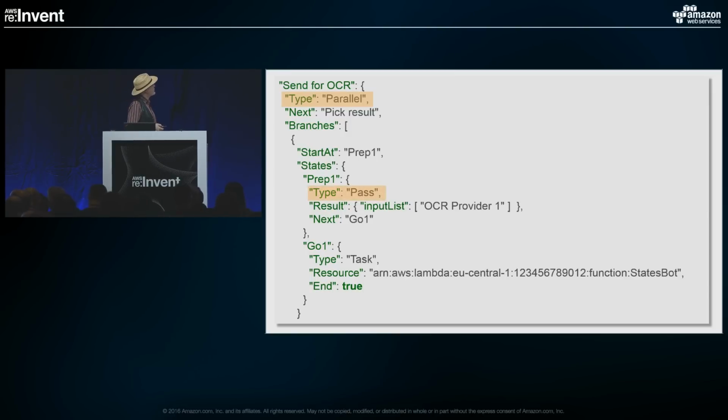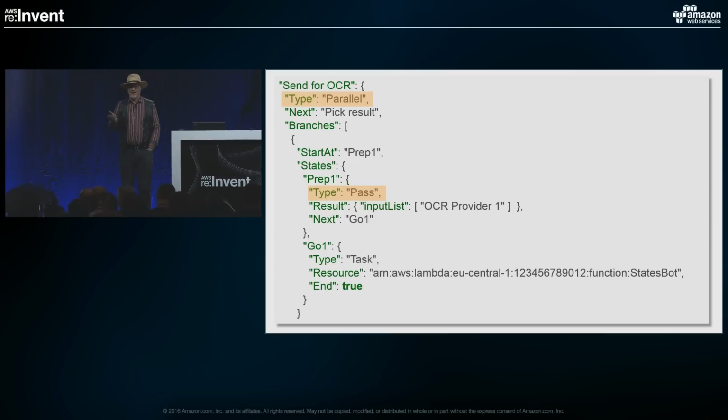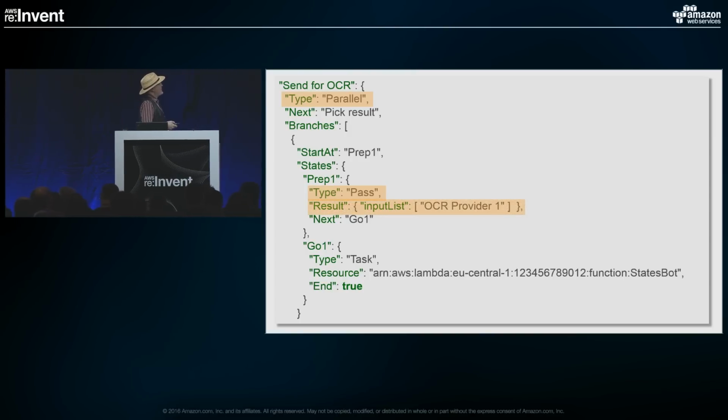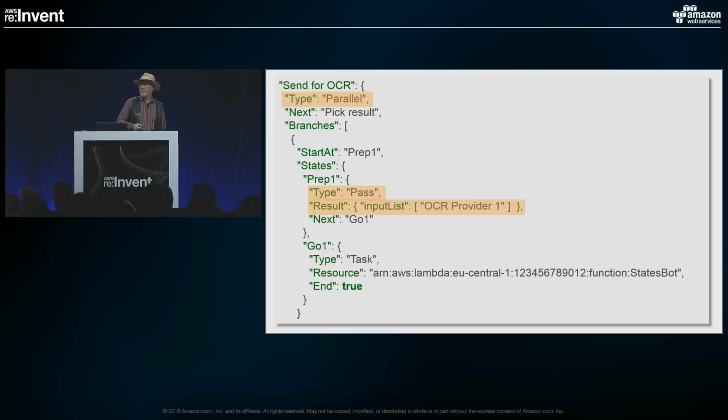And the first state in this one is called prep1, and it's not a task, it's just a pass, which is a no-op, the name being a call out to Python for the Pythonistas in the crowd. And all it really does is stick some JSON in the output. So a pass state can set up the JSON so that when the next state, the go1 state, is called, its Lambda function will get an input saying OCR provider 1.